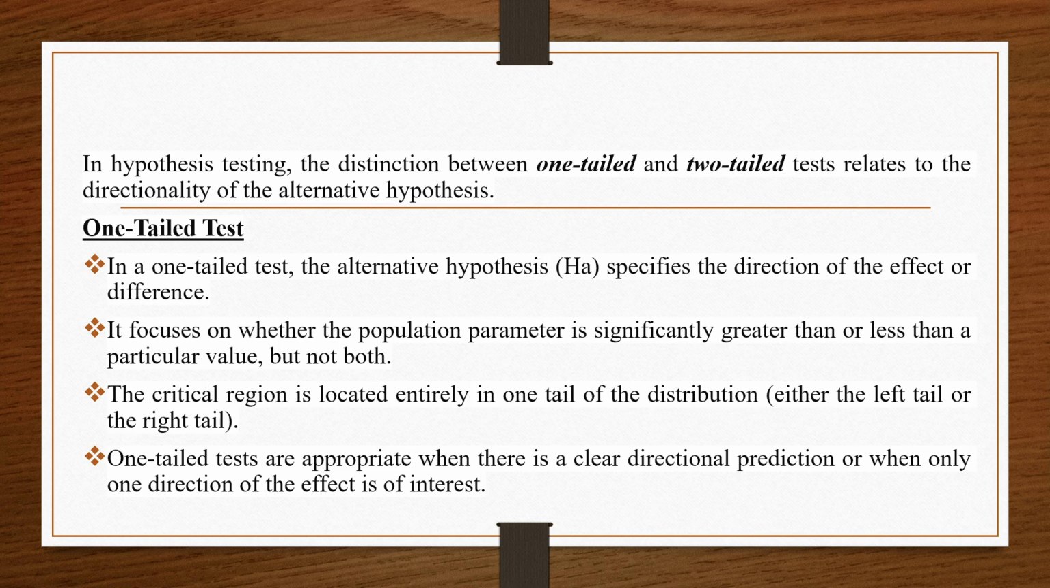In a one-tailed test, the alternative hypothesis specifies the direction of the effect or difference. It focuses on whether the population parameter is significantly greater than or less than a particular value, but not both. This is very important. Moreover, the critical region is located entirely in one tail of the distribution, either the left tail or the right tail, and one-tailed tests are appropriate only when there is a clear directional prediction or when only one direction of the effect is of interest.